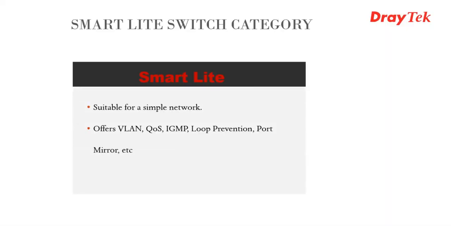Coming in first is the Smart Lite range of switches. These switches are suitable for a simple network which would like to increase the number of ports, but also wants to set up VLANs. Installation and deployment are easy, just by plugging in the cable with no need for making any configuration. These switches offer basic features such as VLANs, QoS, IGMP, loop prevention, port mirror, and so on.